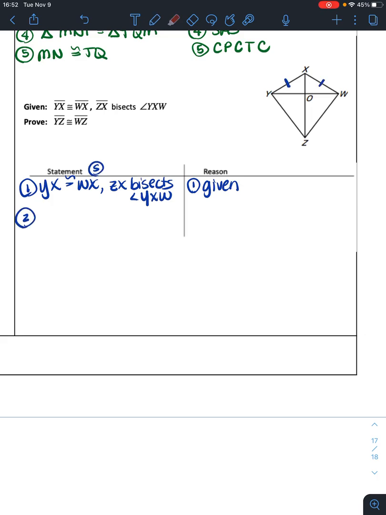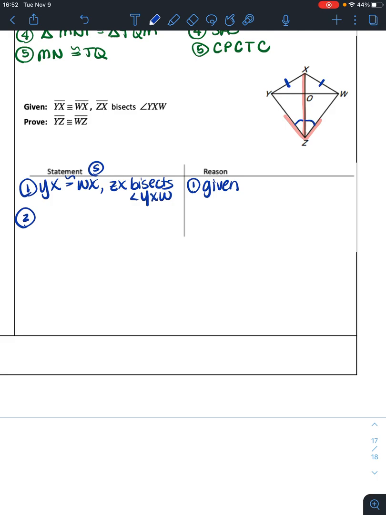So I have a side congruent to a side. I have that side congruent to a side. It says that ZX, this segment right here, bisects this angle. So, or no, not that angle, this one down here at the bottom. So this one bisects this one. And I want to prove that YZ is congruent to WZ.